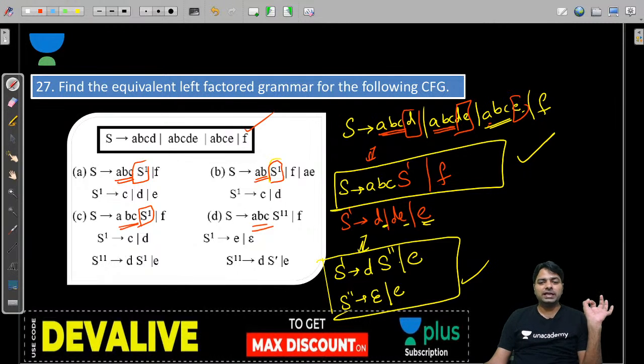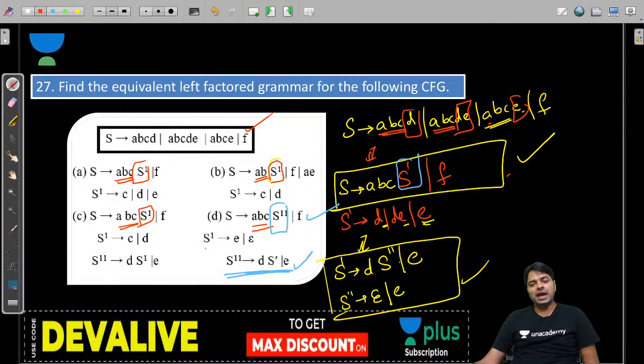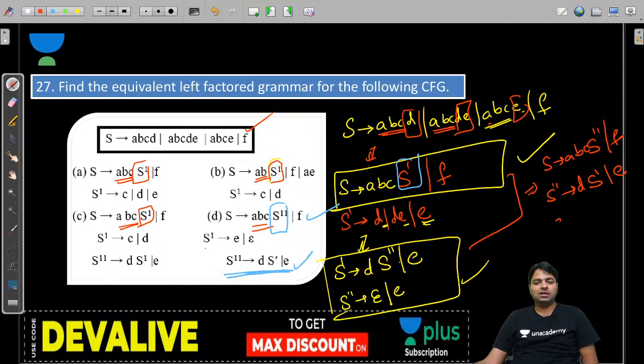Guys, even though we have chosen S dash, they renamed it as S double dash, and it's matching. S double dash is D S dash, yes. So just interchange the names, it will match with option D. So we can rewrite this: S derives ABC, and S double dash F. S dash we name S double dash, so D, and S double dash we name S dash. S dash derives epsilon E. So that is going to match with our option D.